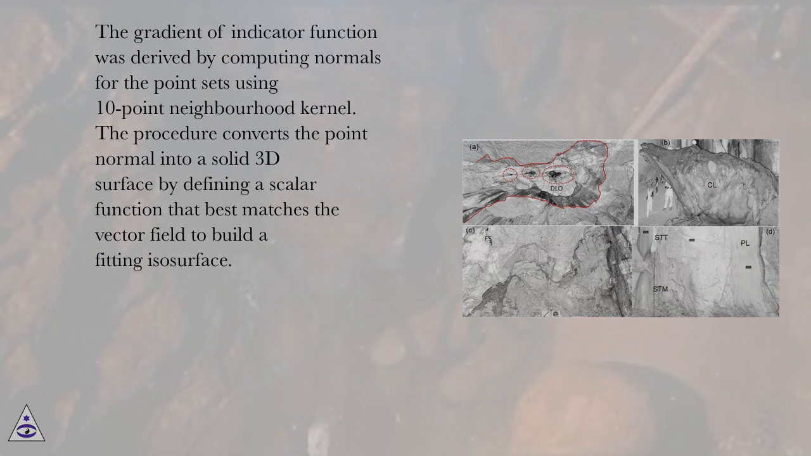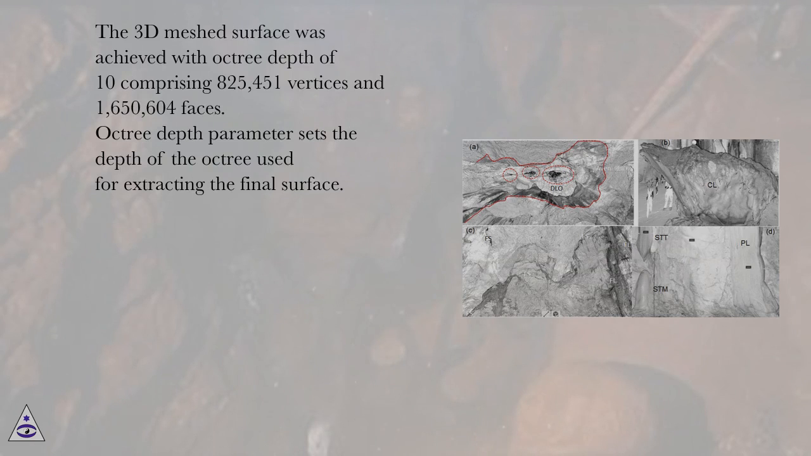The procedure converts the point normals into a solid 3D surface by defining a scalar function that best matches the vector field to build a fitting isosurface. The 3D meshed surface was achieved with an octree depth of 10, comprising 825,451 vertices and 1,650,604 faces. The octree depth parameter sets the depth of the octree used for extracting the final surface.